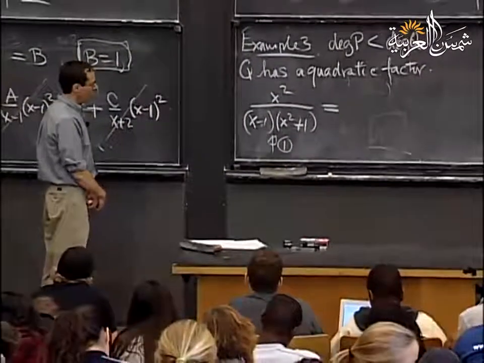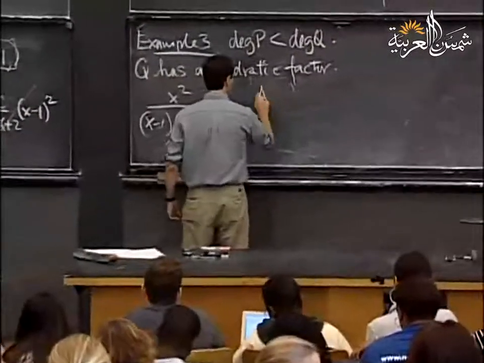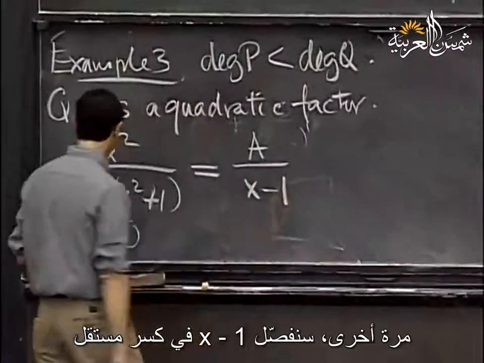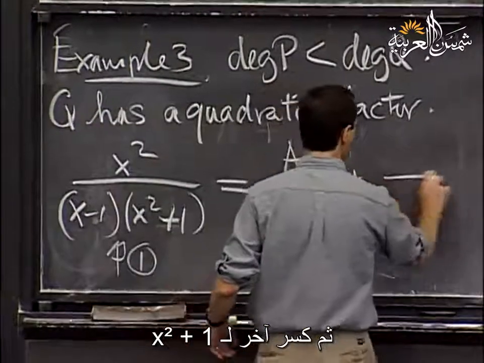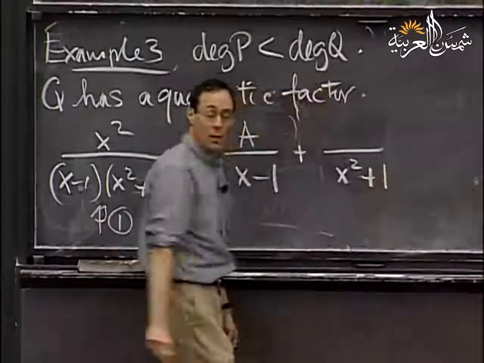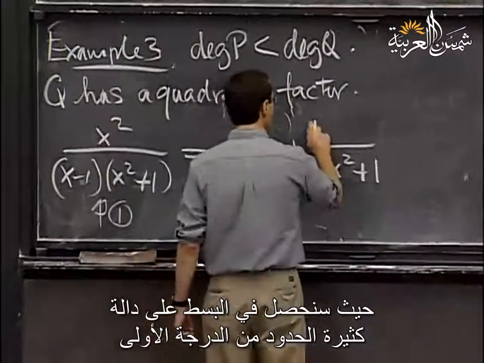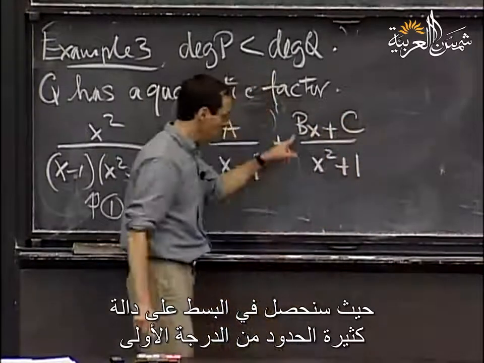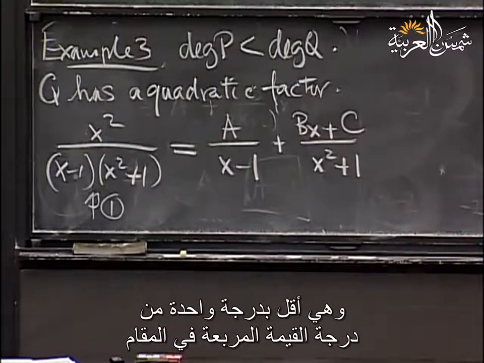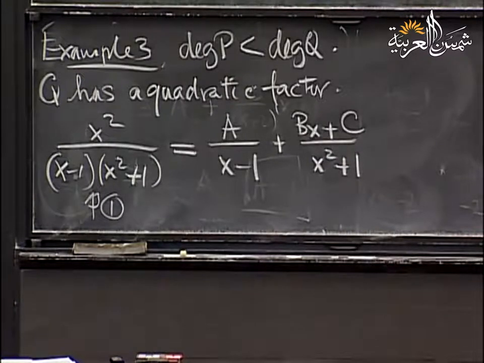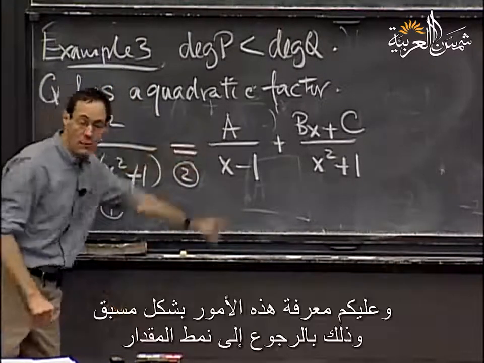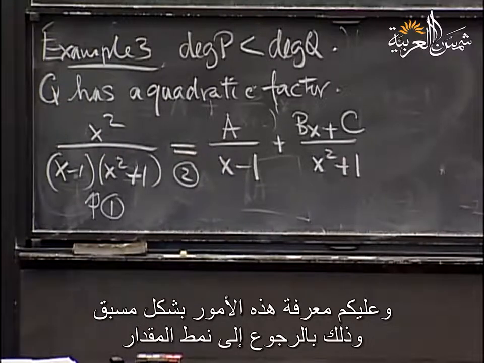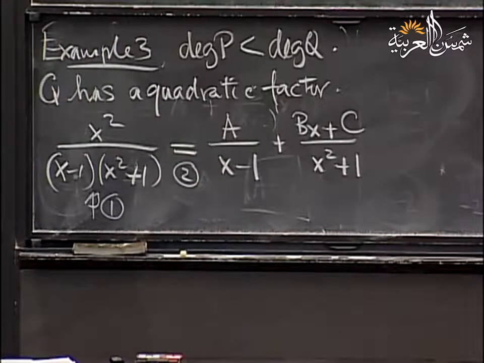OK. So here's the setup with this one. Again, we want a term for this x minus 1 factor. And now we're going to also have a term with the denominator x squared plus 1. But this is the difference. It's now going to be a first-degree polynomial, 1 degree down from the quadratic here. Right, so this is what I keep calling the setup. This is number 2. And you have to know that in advance based on the pattern that you see on the left-hand side. Yes?